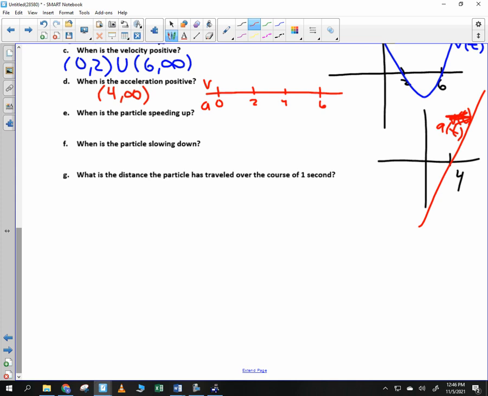So let's fill out this chart. From 0 to 2, is the velocity positive or negative? Positive. From 2 to 4, is the velocity positive or negative? 4 to 6? And 6 to infinity? Morgan? 0 to 2, I said it's positive because it's above. 2 to 4 and 4 to 6, you can see that it's below. And then 6, positive again. Okay. Good?